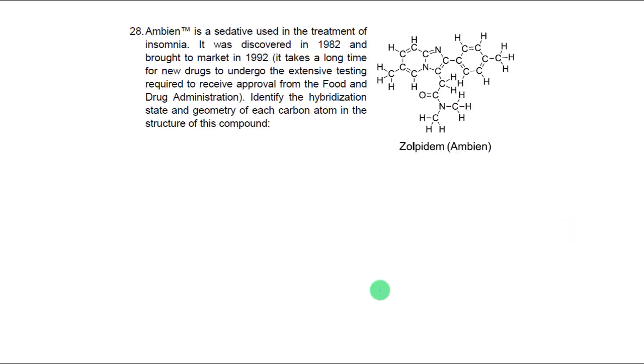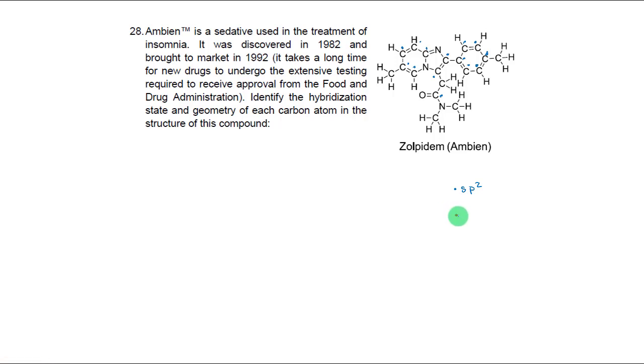Okay, Ambien is a sedative used for the treatment of insomnia. It was discovered in 1982 and brought to the market in 92 because FDA takes a long time to approve drugs. So we're looking at hybridization and geometry of each of these atoms, of each carbon atom. I'm going to use blue dots to indicate sp2. So any carbon that has a double bond is sp2. That includes carbon-carbon bonds, carbon-nitrogen, or carbon to oxygen. I think I got all of those.